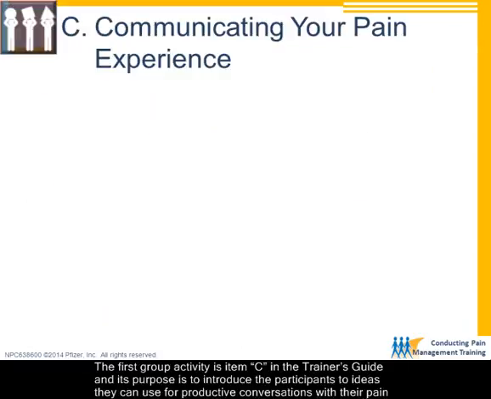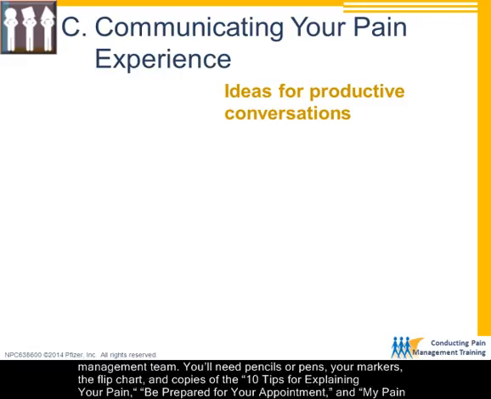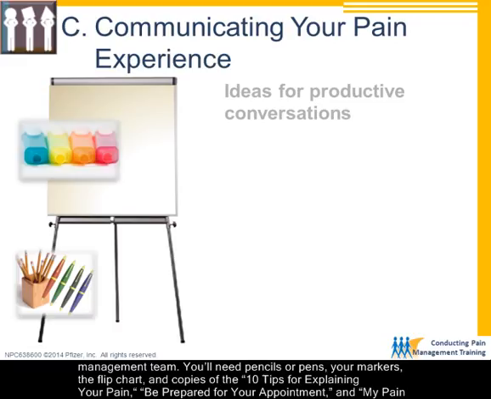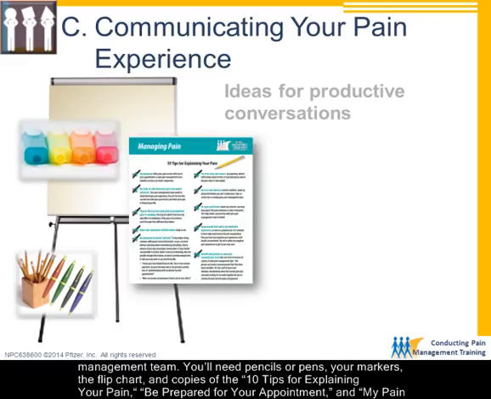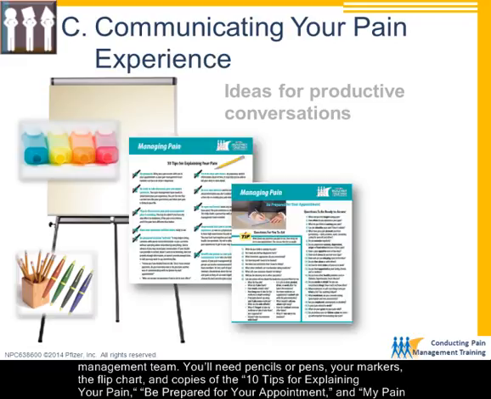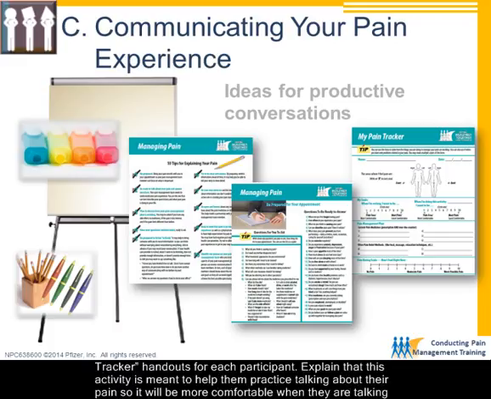The first group activity is item C in the Trainer's Guide, and its purpose is to introduce the participants to ideas they can use for productive conversations with their pain management team. You'll need pencils or pens, your markers, the flip chart, and copies of the 10 tips for explaining your pain, Be Prepared for Your Appointment, and My Pain Tracker handouts for each participant.